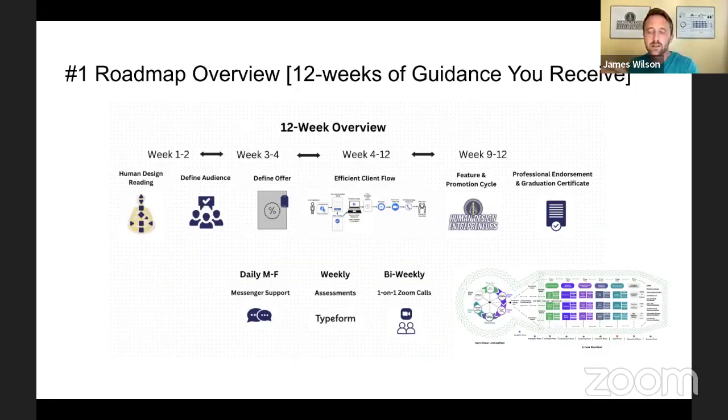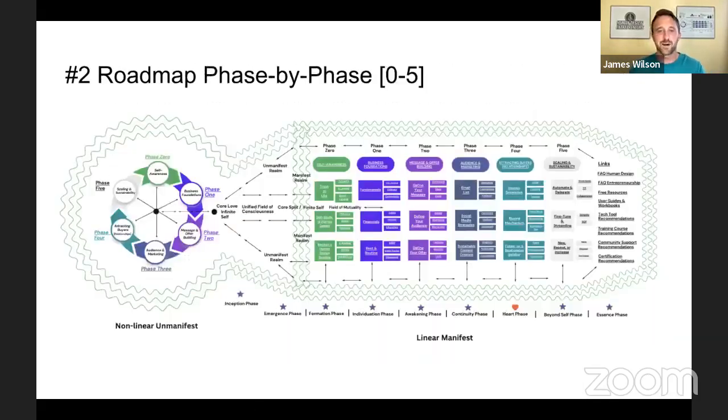On a daily and weekly and monthly basis, what that looks like of receiving guidance: Monday through Friday, you have access to messenger support with me directly. If you're looking for any kind of feedback you want to talk through or workshop something, that's on a daily basis that we can chat about. Weekly, there's assessment forms to gauge your progress, how things are going for you. So we're always staying on top of where you're at, ensuring success along the way. On a 2-weekly basis, so every other week, we meet for one-on-one Zoom sessions together to talk in depth about what's going on in your business and tracking your progress along the roadmap.